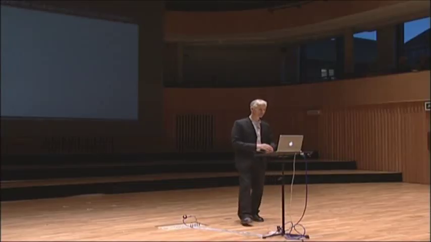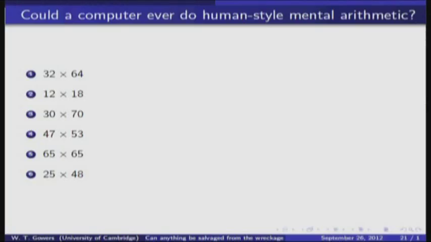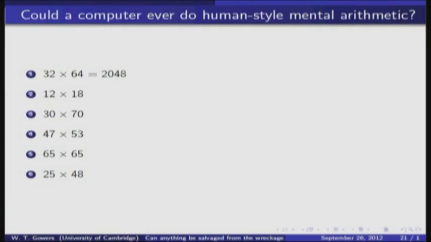Let's go back to mental arithmetic. I've already discussed the question of what 32 times 64 is. I want to have a look at a number of different products and think about how humans might go about multiplying them if they didn't have a pen and paper and were not too rigid in the way they think. So I've already discussed this example. What about 12 times 18?